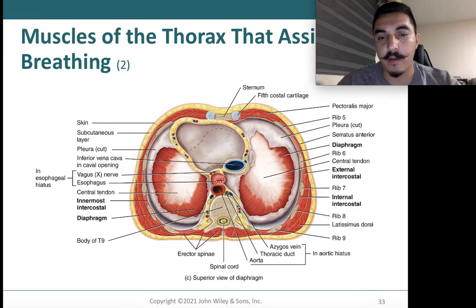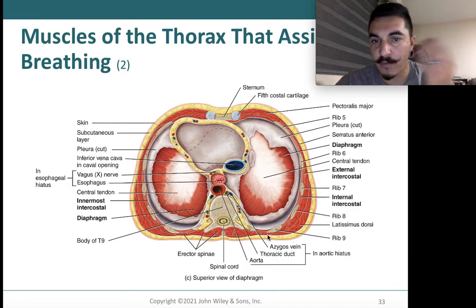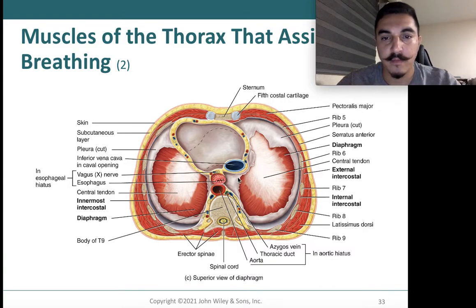So here's another transverse section, just cutting across. Here's our vena cava, aorta, central tendon. Here's our external intercostal, internal intercostal, innermost intercostal.